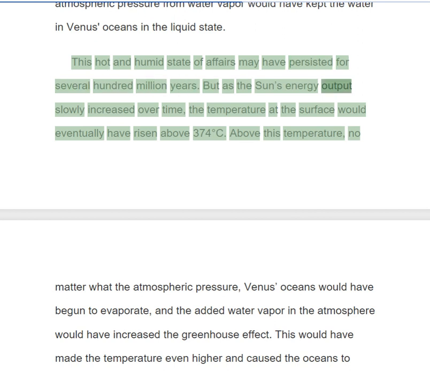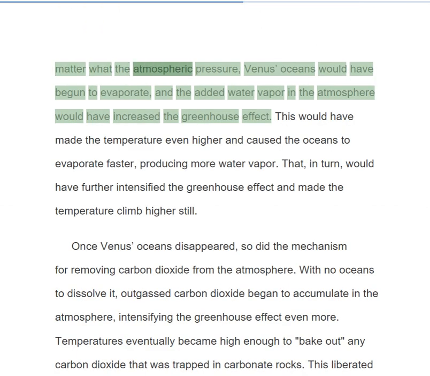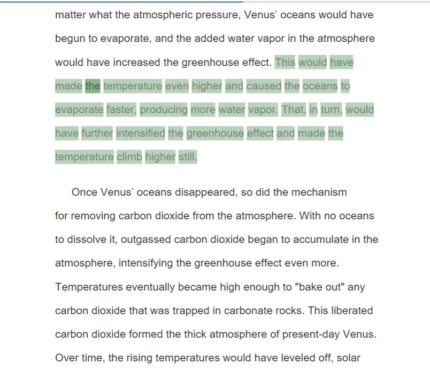But as the Sun's energy output slowly increased over time, the temperature at the surface would eventually have risen above 374 degrees Celsius. Above this temperature, no matter what the atmospheric pressure, Venus oceans would have begun to evaporate, and the added water vapor in the atmosphere would have increased the greenhouse effect. This would have made the temperature even higher and caused the oceans to evaporate faster, producing more water vapor. That, in turn, would have further intensified the greenhouse effect and made the temperature climb higher still.